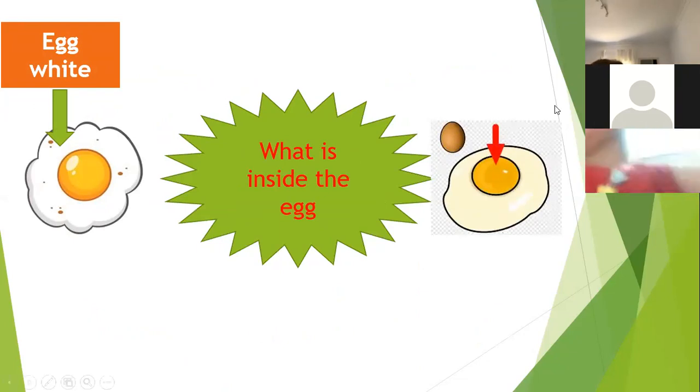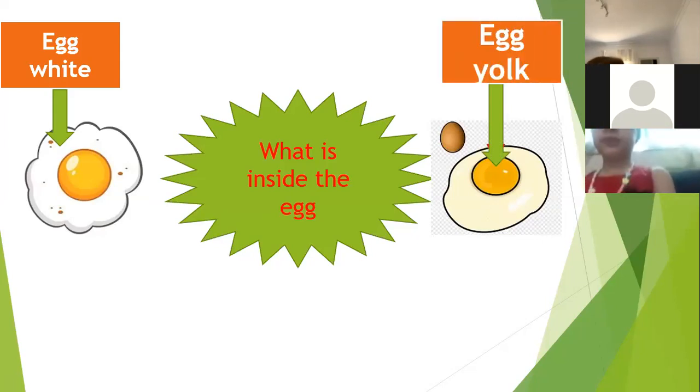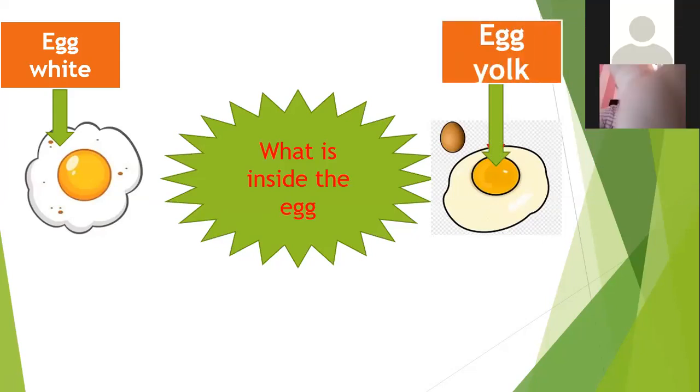Egg white. And this one, egg what? What, Lily? No, this one, the yellow one, what do we call it? Yolk. Yellow, yolk, egg yolk. Okay, egg yolk.